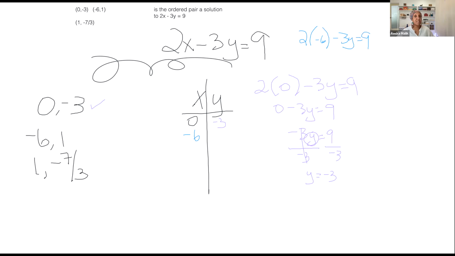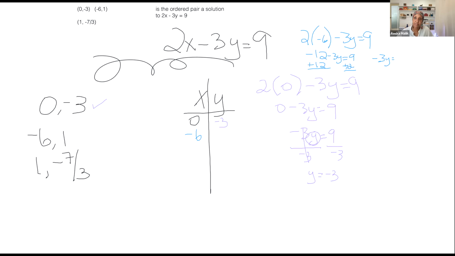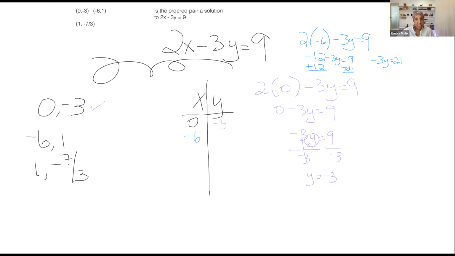2 times -6 is -12 minus 3y equals 9. I will put the numbers on the right side. So I'll move the 12 over to the other side. Gives me +12 and +12. So I have -3y equals 21. I want to have the y by itself. So I'm going to divide away the -3.